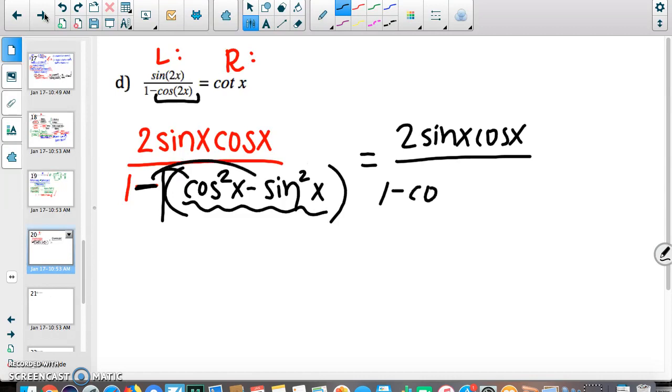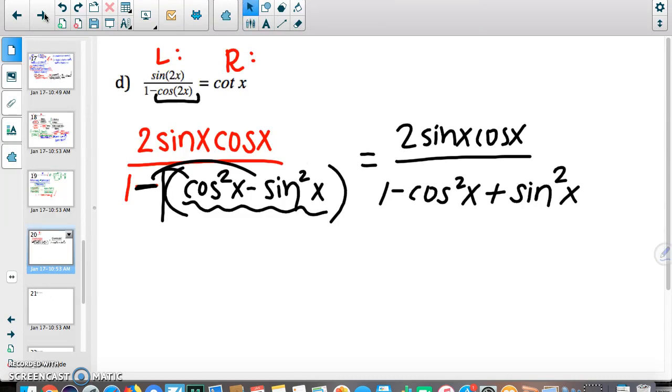So I get 1 minus cosine squared plus sine squared. So that's the number 1 mistake I've been seeing people make, is they leave this as a minus. But because I'm subtracting the whole thing, I get a minus minus, which makes a plus.